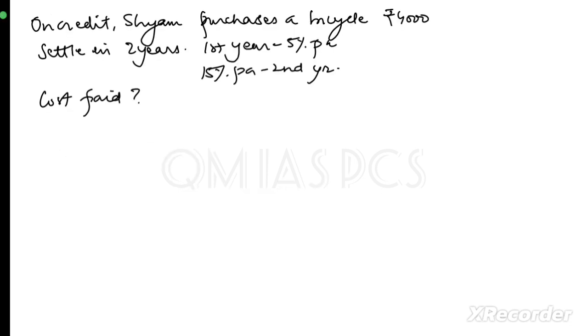So look at this question. On credit, Sham purchased a bicycle. The price was 4,000 and he has promised he will pay in 2 years. In the first year he has to pay at the rate of 5% per annum, and in the second year he has to pay on whatever the value is left, and the rate will be 15% per annum. So the total cost paid, we have to find that.